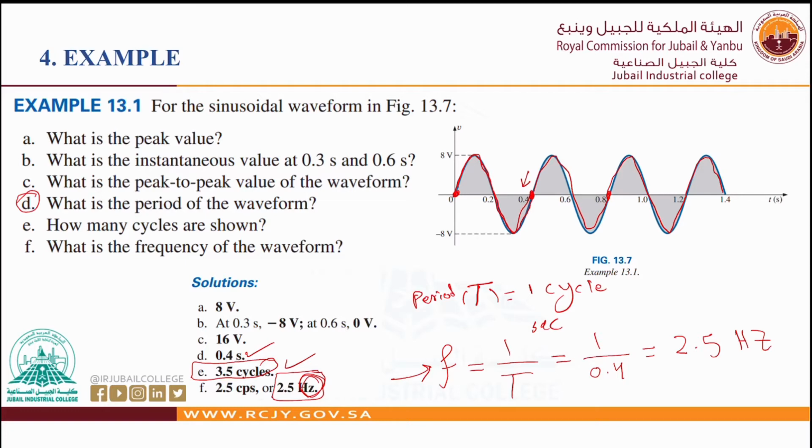If you have the frequency and you need the period of time, just interchange between the two here. So T is equal to 1 over f. Let us find the period again. 1 over 2.5 is equal to 0.4 seconds. So T is in seconds, f is in hertz. Okay, this is all about example 1.